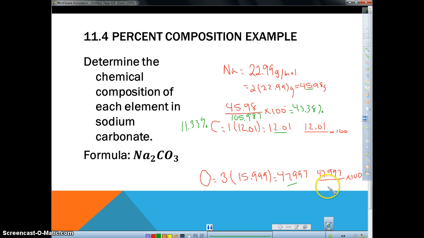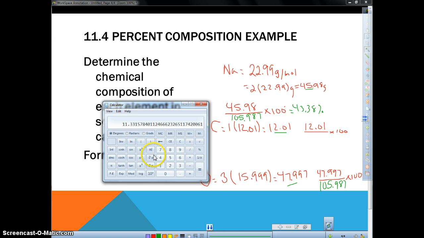All right, let's do oxygen, same deal. Down here we're going to take our total mass of oxygen and divide it by 105.987, always by the same molar mass of your compound. That's the total.